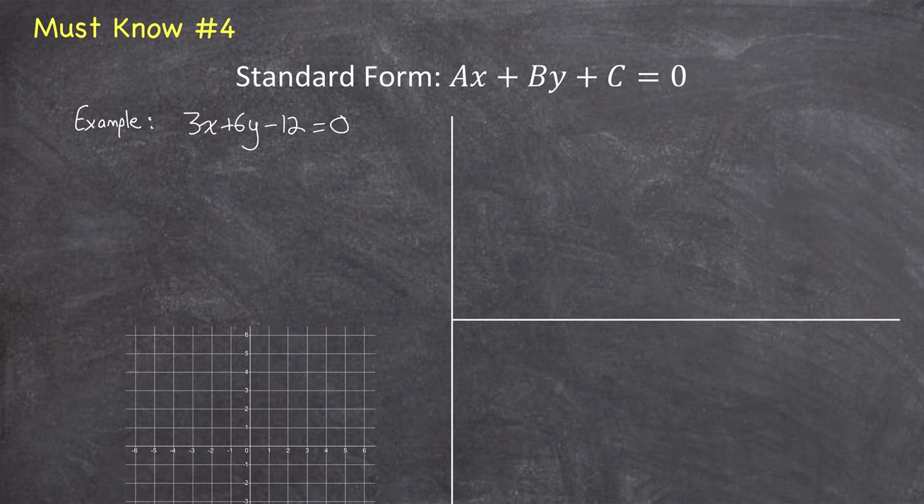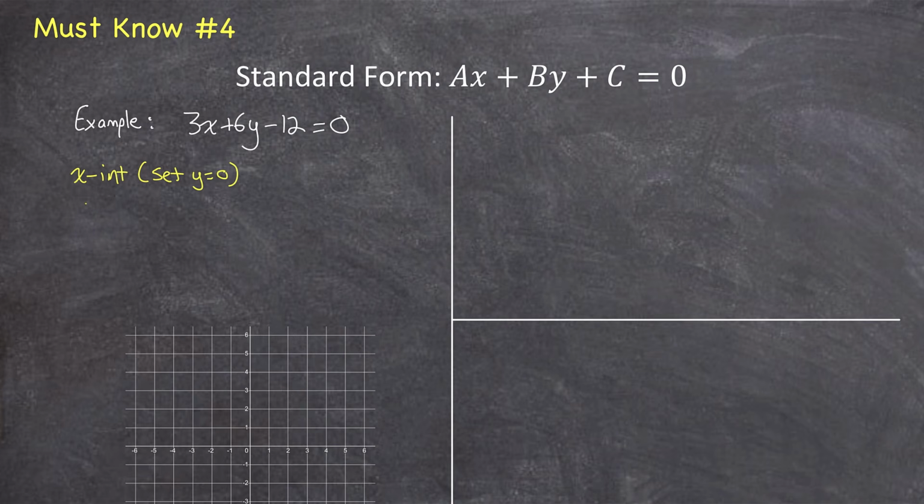The usefulness of writing a linear relationship in this format is that it's easy to calculate both the x and y-intercepts of the linear relationship. If I want to know the x-intercept, graphically that means where does it cross the x-axis? Well, wherever it crosses the x-axis, I know its y-coordinate would be 0. So to calculate the x-intercept, we just have to set y equal to 0 and solve for x.